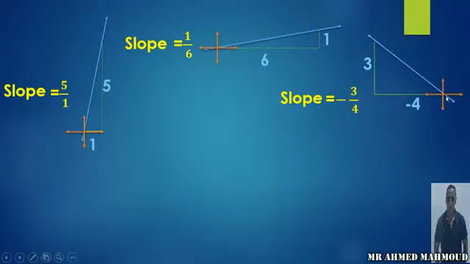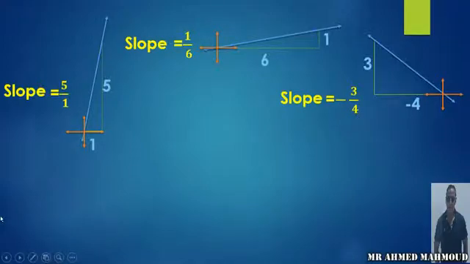The line in that case will take this relation with the positive direction of the x-axis. It makes an acute angle with the negative direction of the x-axis. Here the line makes an acute angle with the positive direction of the x-axis because it's a positive slope, and here it also makes an acute angle with the positive direction of the x-axis, so it's a positive slope. Here it makes an acute angle with the negative direction of the x-axis, though, so it's a negative slope.